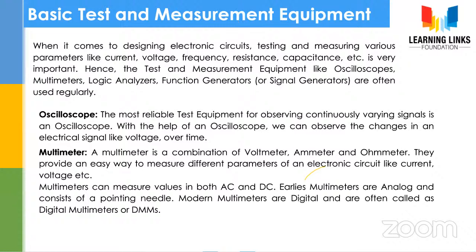When it comes to designing electronic circuits, we test and measure various parameters like current, voltage, frequency, resistance, capacitance, etc. We use basic test and measurement equipment, which is very important. Test and measurement equipment like oscilloscopes, multimeters, logic analyzers, and function generators or signal generators are used regularly to measure and test components.